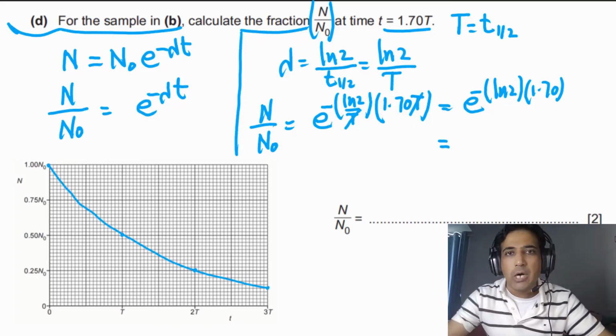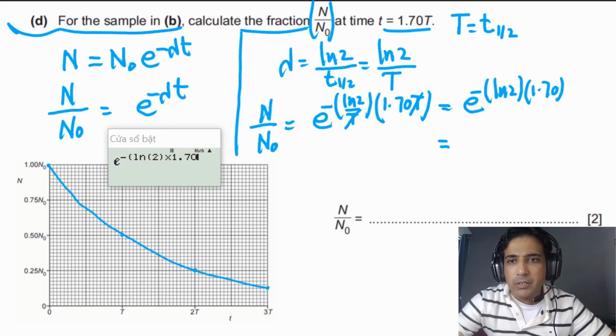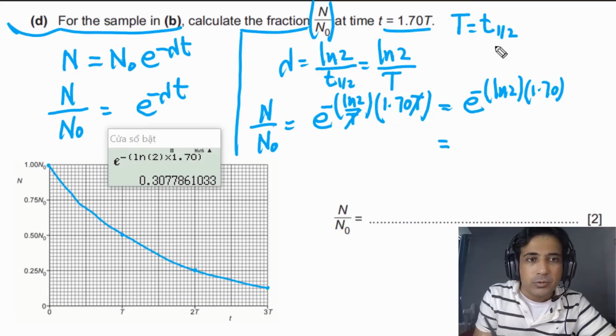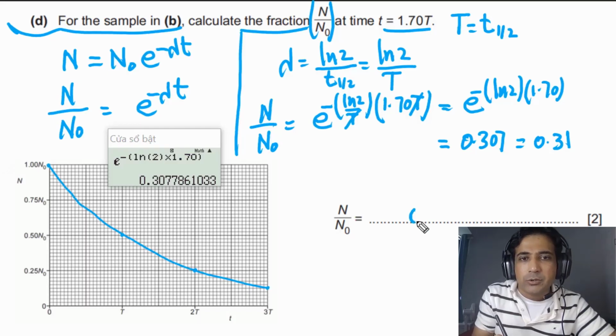Let me show you how you can use the calculator to calculate the value of n over n naught. Press E on your calculator, then use the minus sign, then multiply with ln of 2 multiplied by 1.70. You have to close the bracket and you will get your final answer. The final answer in this case is 0.307. So up to 2 SF we can write 0.31. This is our final answer for this question, 0.31.